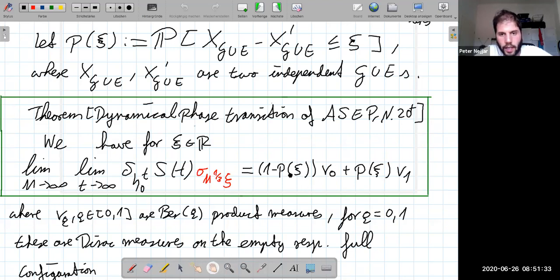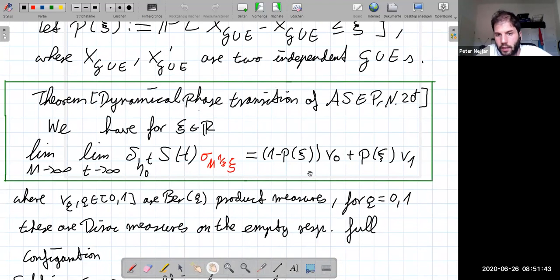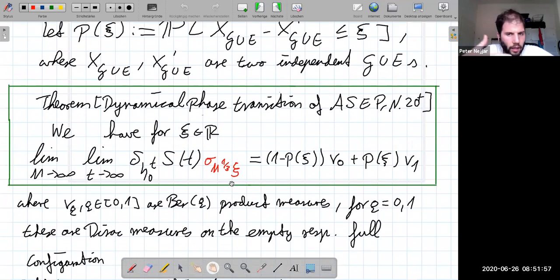So it is given as 1 minus p of xi times μ0, which is the Dirac measure on the configuration which has no particles, plus p of xi times μ1, where μ1 is the Dirac measure on the configuration which has no holes. Okay? And this is called a dynamical phase transition because the limit law is not a single distribution, but a convex combination of two other distributions.